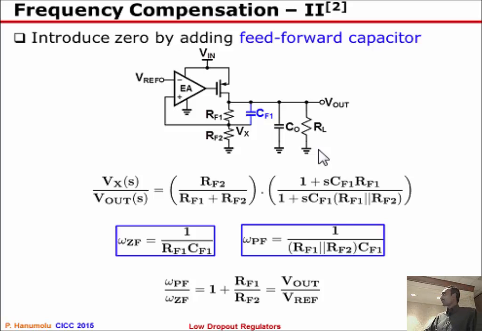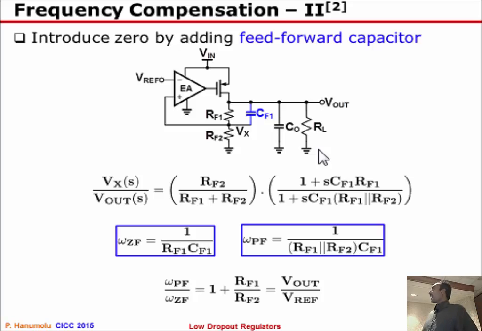Unfortunately, this is not what happens, because if you take the ratio of omega PF to omega ZF, you would want this ratio to be very, very large. It turns out that this ratio is equal to 1 plus RF1 over RF2, which is also equal to Vout over VREF. And Vout over VREF cannot be a factor of 100 off, right? So this typically is somewhere between 1 to 3 or 4. So as a result, this kind of adding a zero, the way I'm showing it, is not directly useful because of the coupling between the newly added pole and the zero frequency.